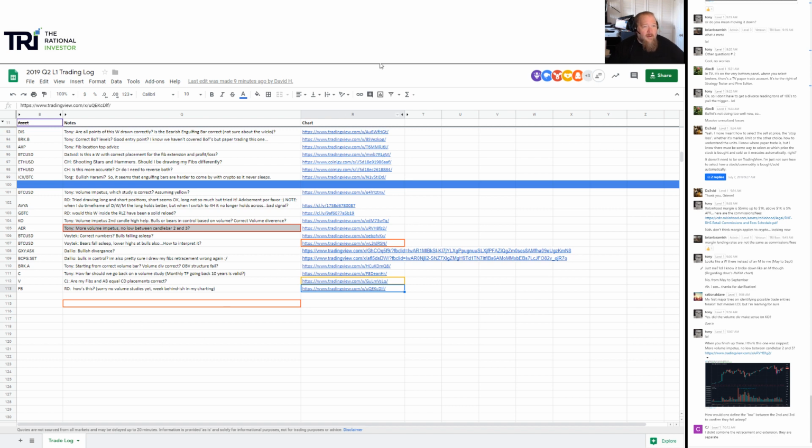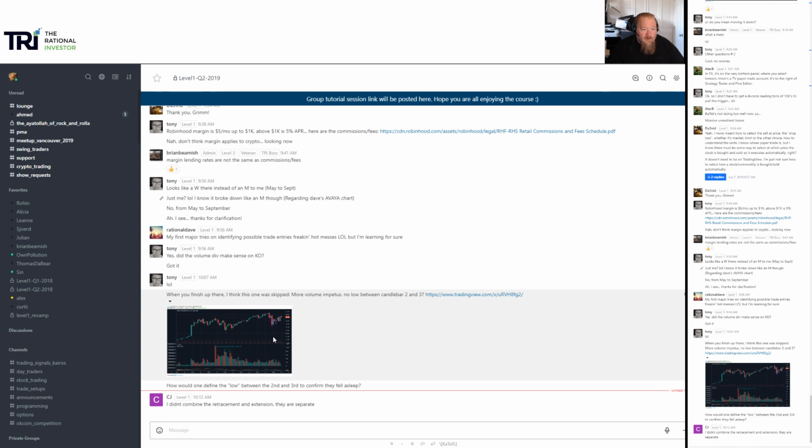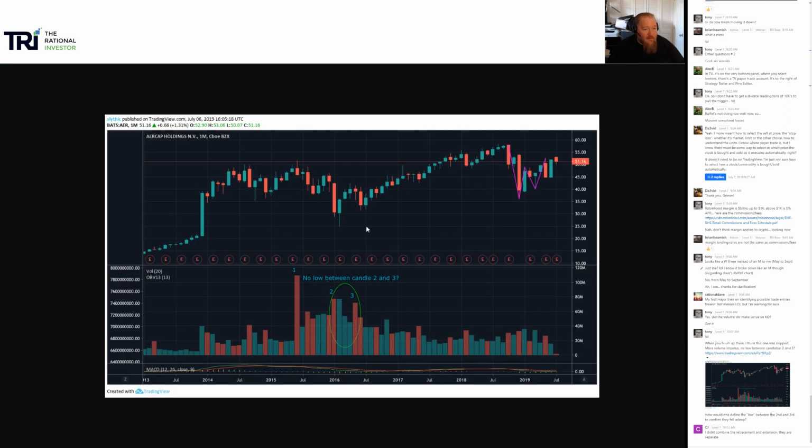All right, let me take a look at one that Tony shared. This one was skipped. More volume impetus, no low between candle bars 2 and 3. Let me take a look. We doing bearish or bullish? If we're doing bearish, 1, 2.